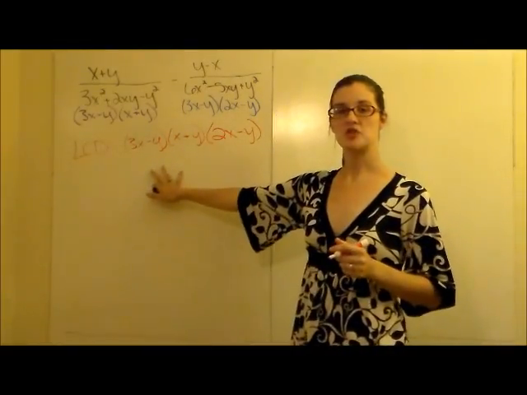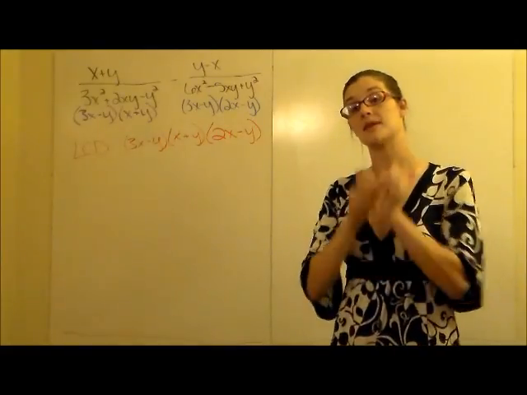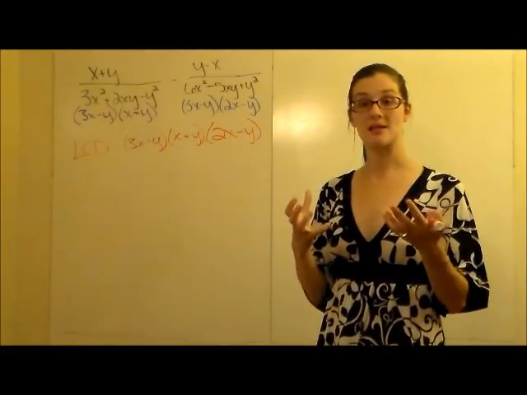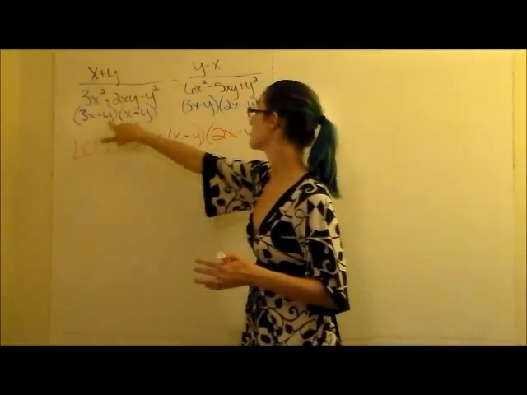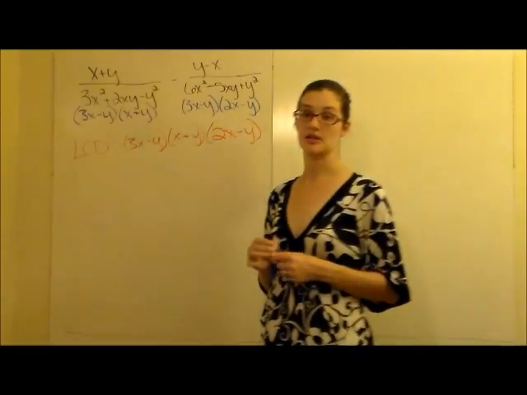The only time you should have multiples of the same thing in your LCD is if you have multiples of the same thing in one of the denominators. So if one denominator has two of the same thing, you need two of that same thing in your LCD. Since our denominators' factors are both different, we should only have one of every piece in our LCD.